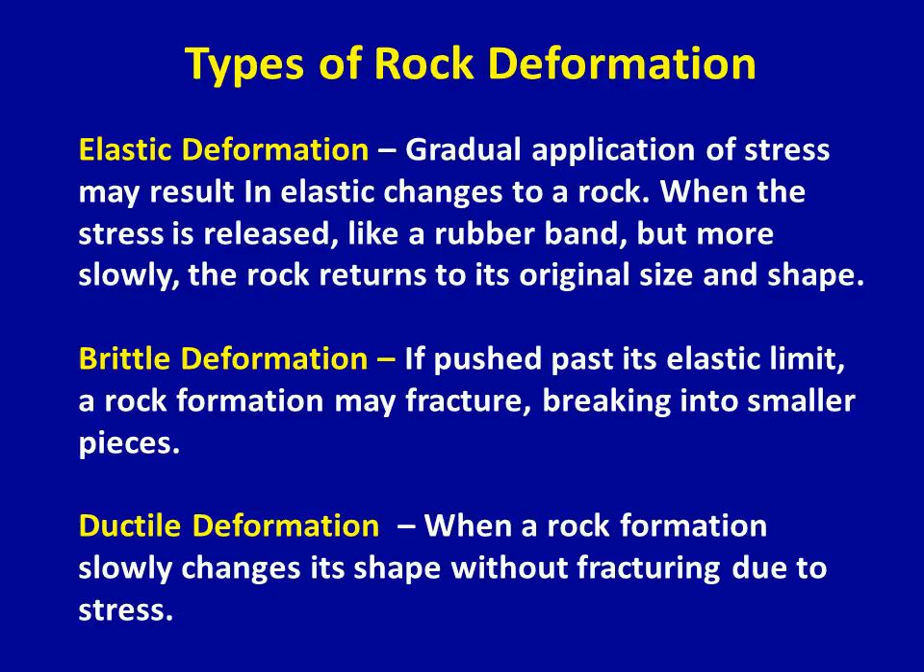But if a rock is pushed past its elastic limit, and that's going to be based on its properties, it may fracture, breaking into smaller pieces. And this is where we find faults and joints, which we'll talk about more in a moment. And then you have ductile deformation. This is when a rock slowly changes its shape without fracturing due to stress. So you might think if you put two solid objects and put some putty in the middle and then watch the putty change shape, that would be ductile deformation.